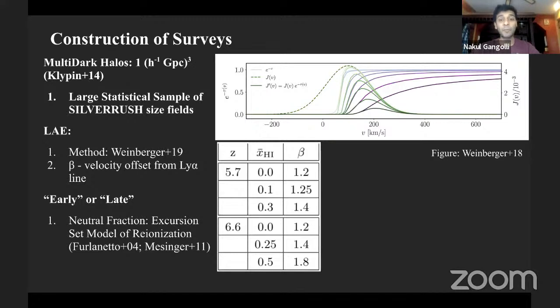The method we use to populate those halos with LAEs is the method outlined in Weinberger et al. 2019. I won't go into too much detail about what they do, but the important aspect of their modeling is that we implement a beta parameter, where this beta parameter in essence connects the circular velocity of a halo to the velocity offset of the Lyman-alpha line redward of the systemic. As an example, here is a Lyman-alpha profile where the line offset is centered at about 100 kilometers per second.